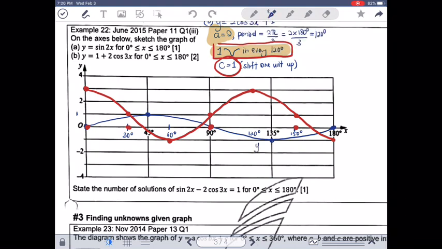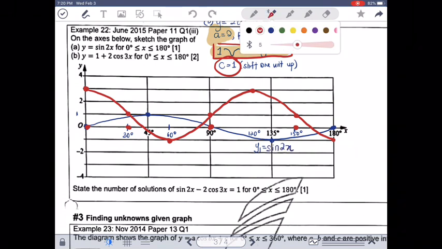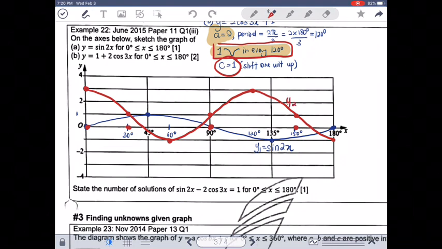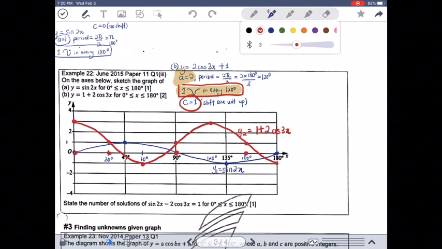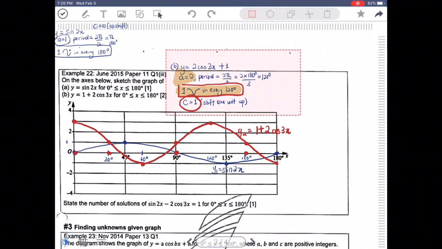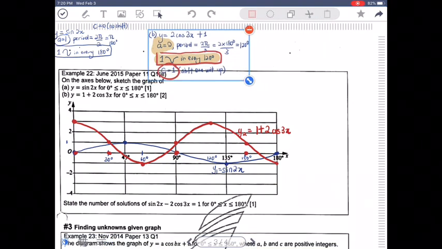We have 2 graphs. So y1 equals sine 2x, and then we have y2 equals 1 plus 2 cos 3x. Okay, next, question number 3.